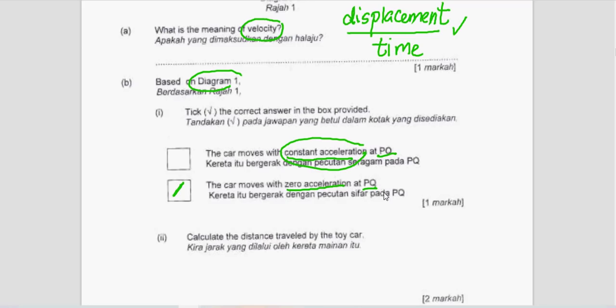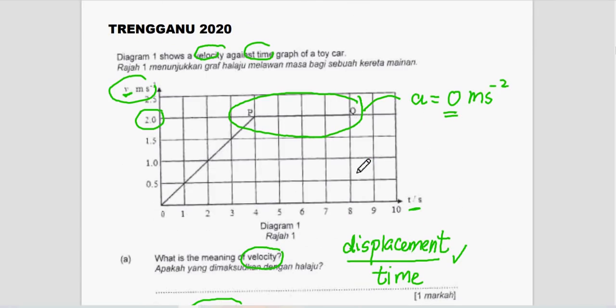Bukan constant acceleration. If it is constant acceleration for that graph, you should see a constant gradient. If the graph has a constant gradient, then it is constant acceleration. Now, which part has constant acceleration? Can you see this part? This is what we call a constant gradient, positive gradient. So at O until P here, the car is moving at a constant acceleration.